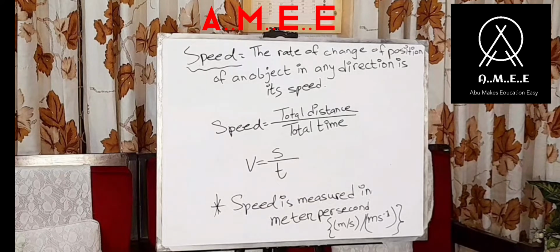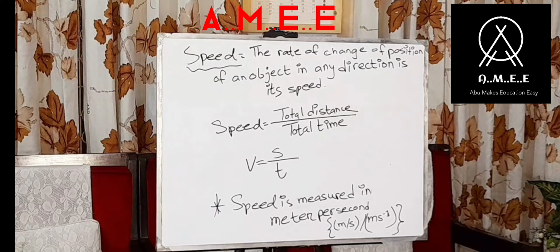The formula of speed is also given. Speed is equal to total distance by total time. The first one is the word formula and the second one is the symbol formula. Speed equals total distance by total time, and V equals S by T, are the same thing. Now let's come to how speed is measured.